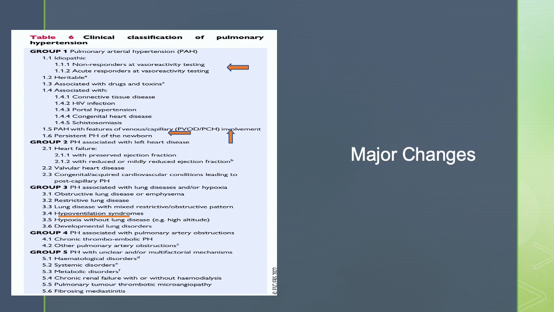So the heritable one is included, and the newborn is included in classification, and the venous is also included, so in group 1 itself. And what has also changed is that if you look at group 3, which is of a lot of interest to us, they earlier used the term sleep disordered breathing, and now they've replaced it with hypoventilation syndrome in group 3.